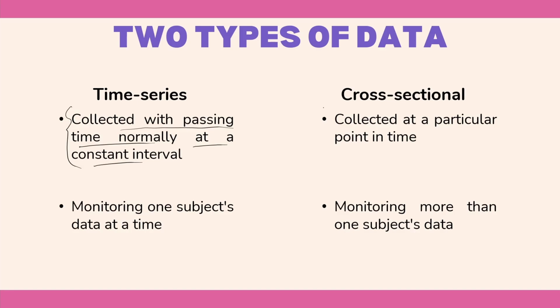But what happens for cross-sectional data? Cross-sectional data is collected at a particular point in time. So if it is daily data, you are not collecting that cross-sectional data daily. I mean, you may be collecting that, but your analysis or the data itself is on a particular day. So this is the first difference. What is the second difference? In case of time series data, normally you are interested in only one subject, but in case of cross-sectional data, there can be more than one subject. And what is more than one subject, what is one subject, we will discuss in a while in the next slide.